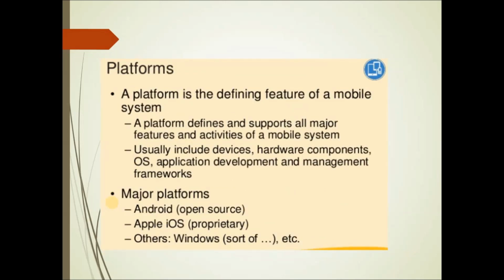Platforms. A platform is the defining feature of a mobile system. A platform defines and supports all major features and activities of a mobile system. It usually includes devices, hardware components, operating systems, and application development and management frameworks. So these are the operating systems of a mobile system. Android is there, Apple is there, Windows is there. These are the operating systems.